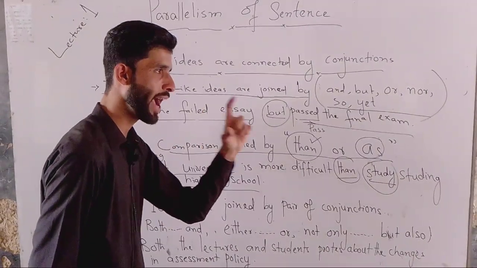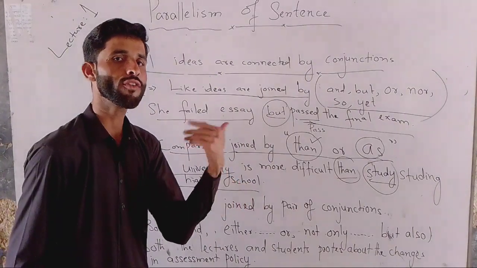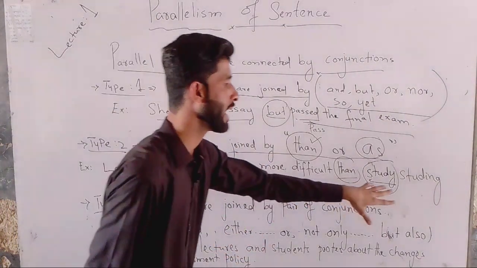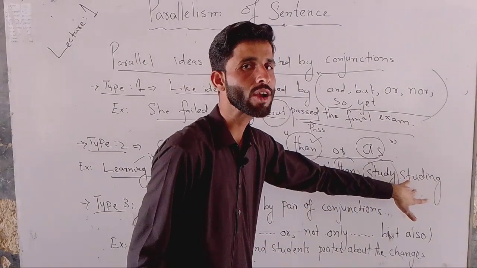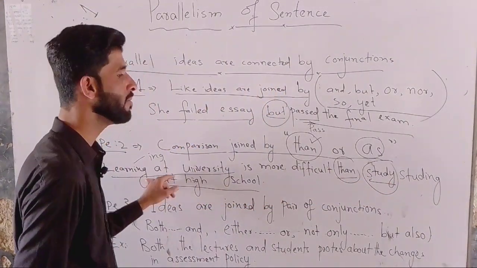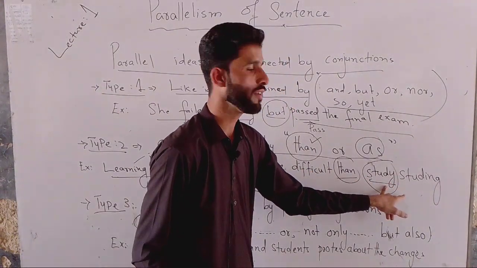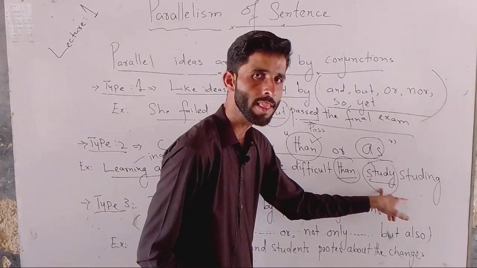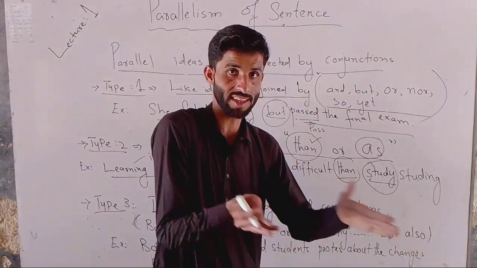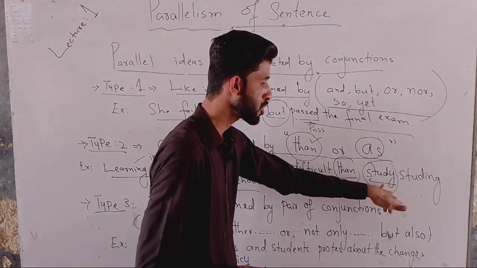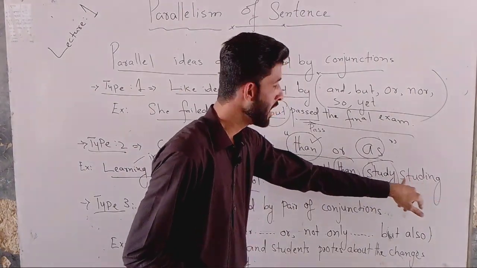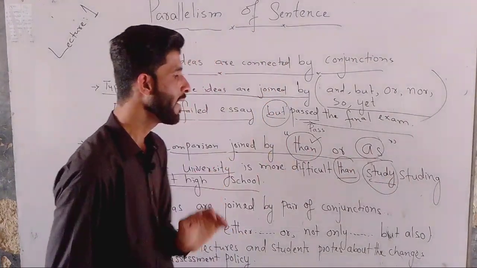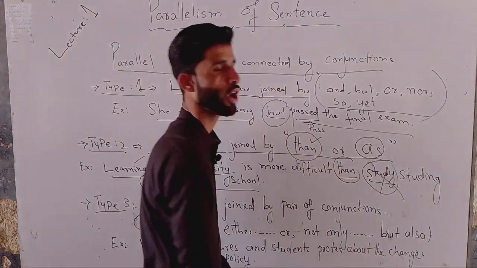We have to use the ing form because we are following parallelism of a sentence. We have to make ideas of equal weightage. So studying will follow equal weightage. Here is the ing form, here is the present form. If we use the present form, the weightage will be different. The balance will be different. The right one will be studying, not study. Okay, so this "study" is wrong.